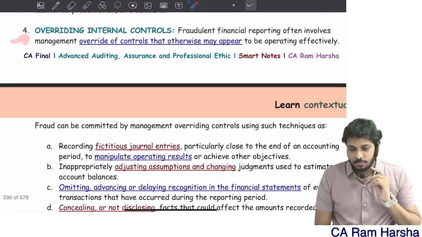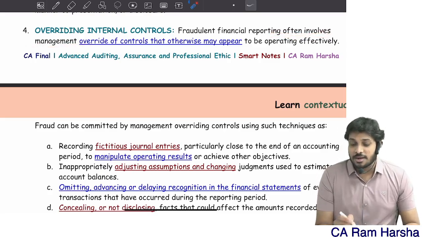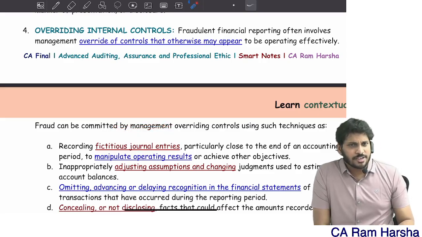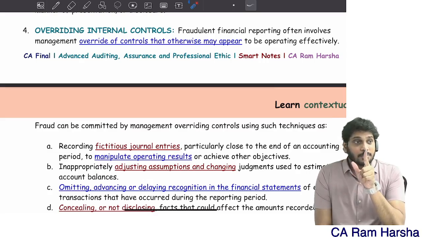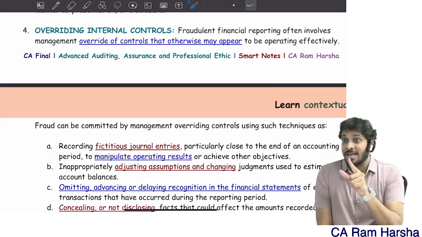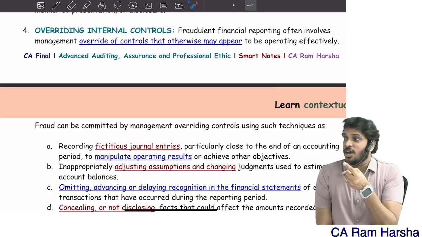Now, fraudulent financial reporting often involves overriding of internal controls by the management. Generally, fraudulent financial reporting will not be conducted by small level employees. It is generally conducted by big management, high level management. How do they do this fraud? By overriding the controls.